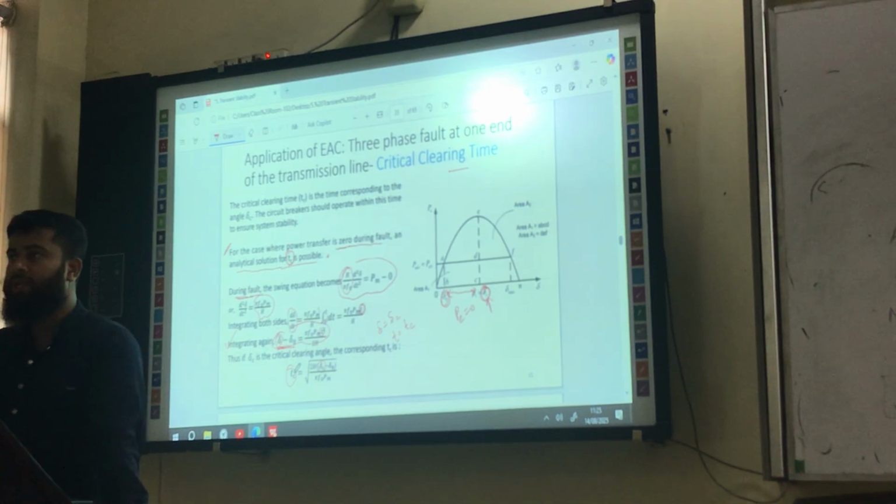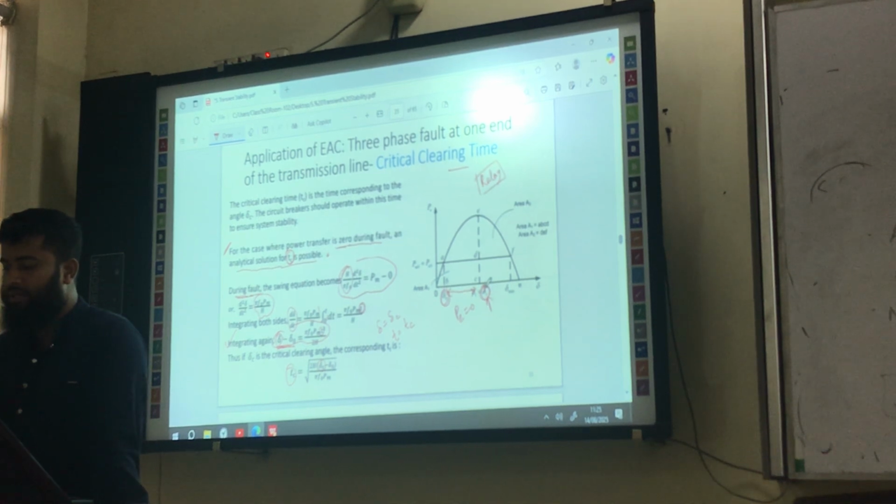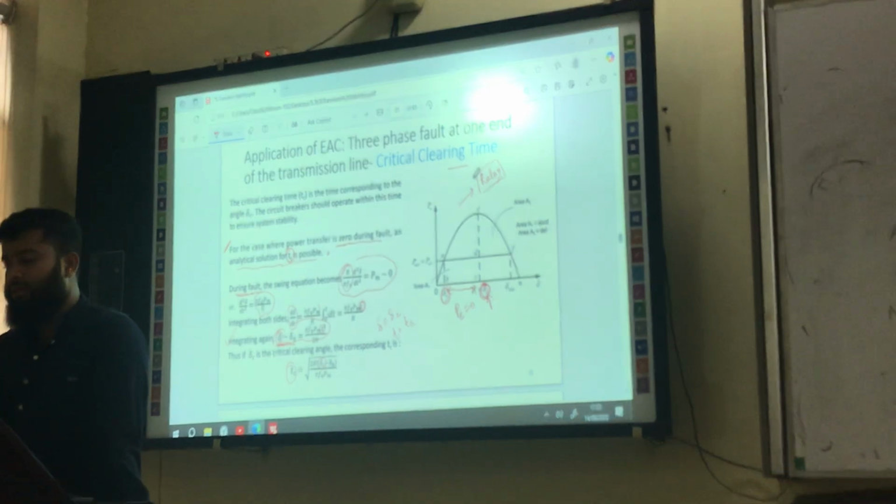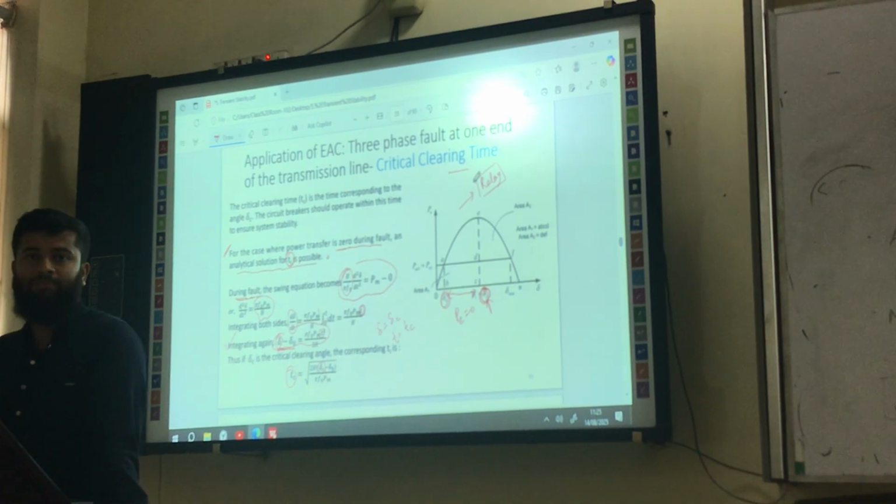This is actually the critical clearing time. Why do we need this critical clearing time? Because to design the relay. The relay can understand the time. It can understand the angle. So you will set the time there. You will set the critical clearing time there, so that the relay can clear the fault before that time. That's why you have to describe the relay in terms of the time. That's why this critical clearing time is given.